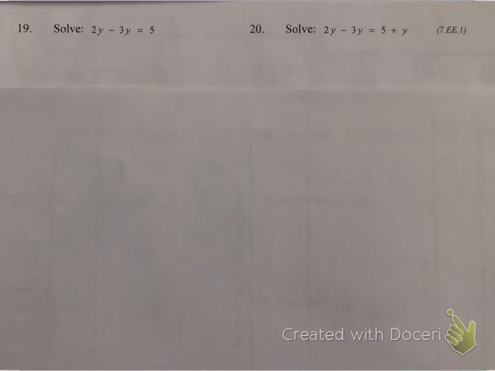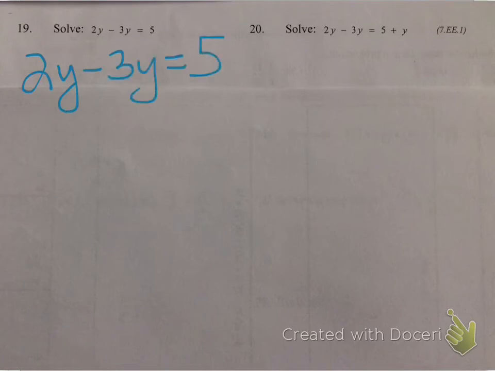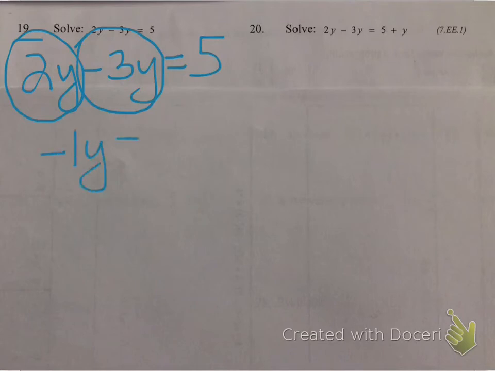Next question, we have 2y minus 3y equals 5. So to solve this, the first step would be, I'm just going to, again, write that bigger. And first step would be combine your like terms. 2y minus 3y. We have different signs, so you're going to subtract. And you get a negative 1y, or negative y, equals 5.